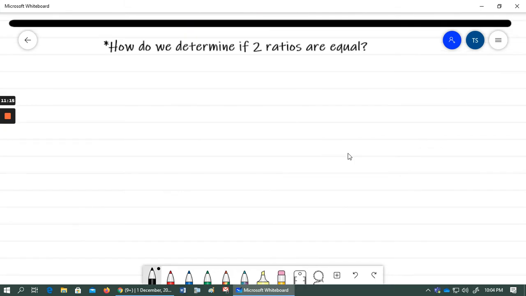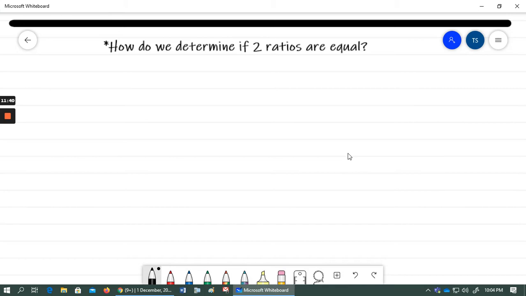Okay, so folks, let's get into the meat of what this lesson is really about. Let's get into the steak and potatoes, the real meat of what this lesson is on. All right, so here's a question for you. How do we determine if 2 ratios are equal?